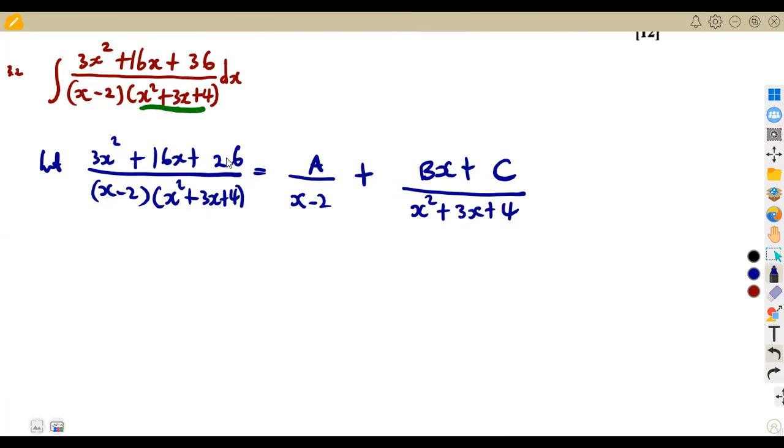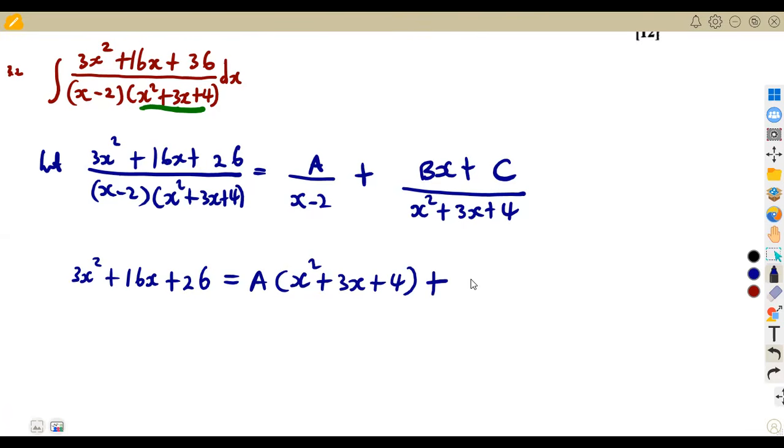So we are just going to equate our numerators. We've got the numerator of the first part, 3x squared plus 16x plus 26, is equal to a into the x minus 2 and the x minus 2, just like I explained before, you cancel. So you remain with the bracket of x squared plus 3x plus 4. We do the same thing plus the numerator here, which is bx plus c. So bx plus c is our numerator.